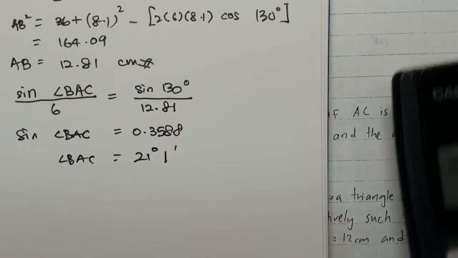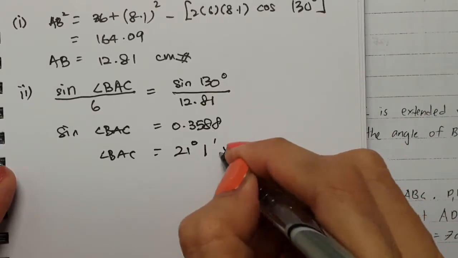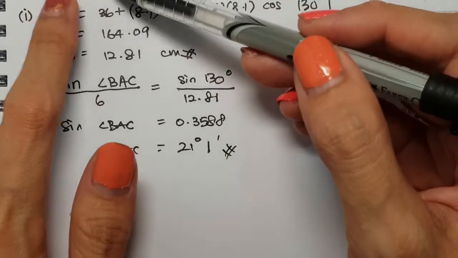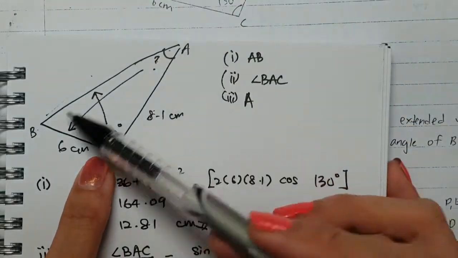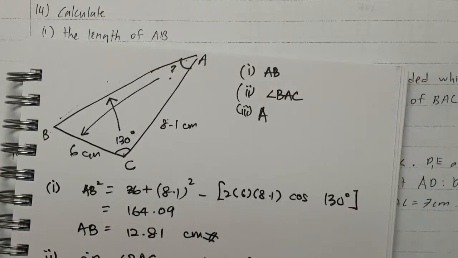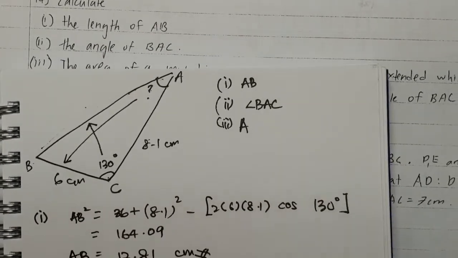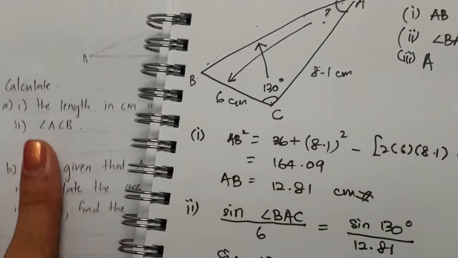Okay, so the next part has something to do with this. Makes sense? Yes, if this is an obtuse angle, the other two must be acute angles. In one triangle, you cannot have more than one obtuse angle. So the answer makes sense, yeah?